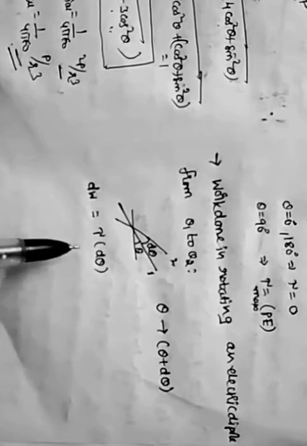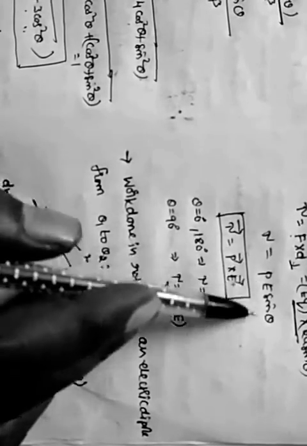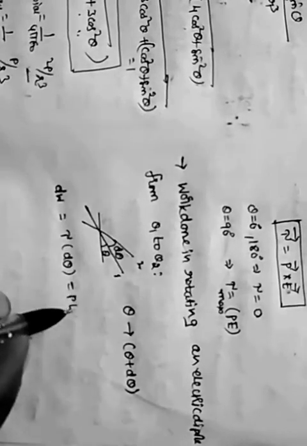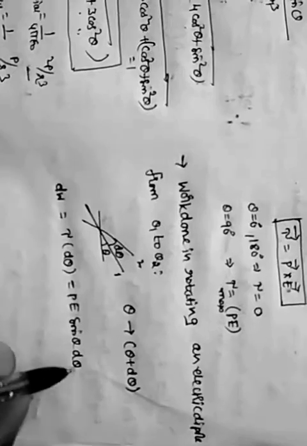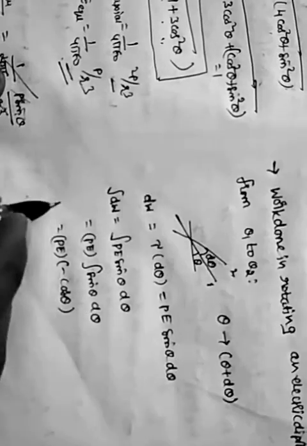Now what is the torque produced here? Tau equal to PE sin theta. So dW equals PE sin theta d theta. Now to get the total work, integrate on both sides. Integral dW is equal to integral PE sin theta d theta. What is integral sin theta d theta? Integration of sin theta gives minus cos theta. So minus PE cos theta is the total work done.